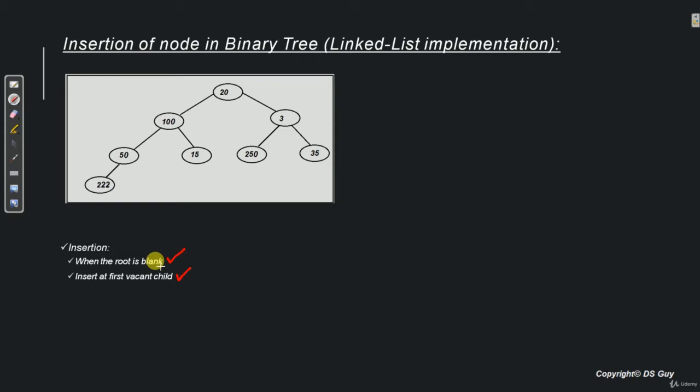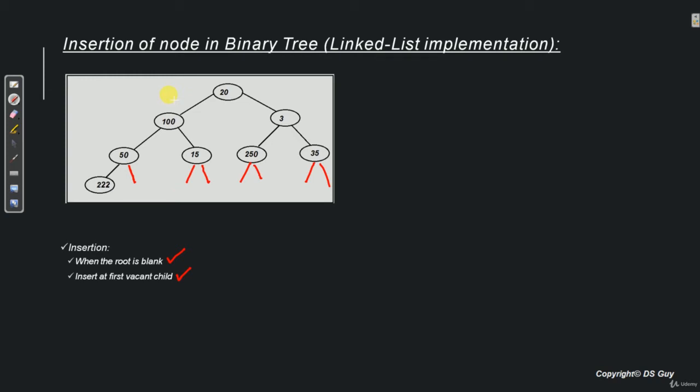Very simple. Now when it comes to the second case, all that we have to do is a level order traversal and check which place is vacant. So if we see this tree, which place do we see vacant? We see even 15 does not have a child, 250 does not have a child, 35 does not have a child, and even 50 does not have a right child. So now the question is, among all of these blank spaces, which is the one that should be occupied?